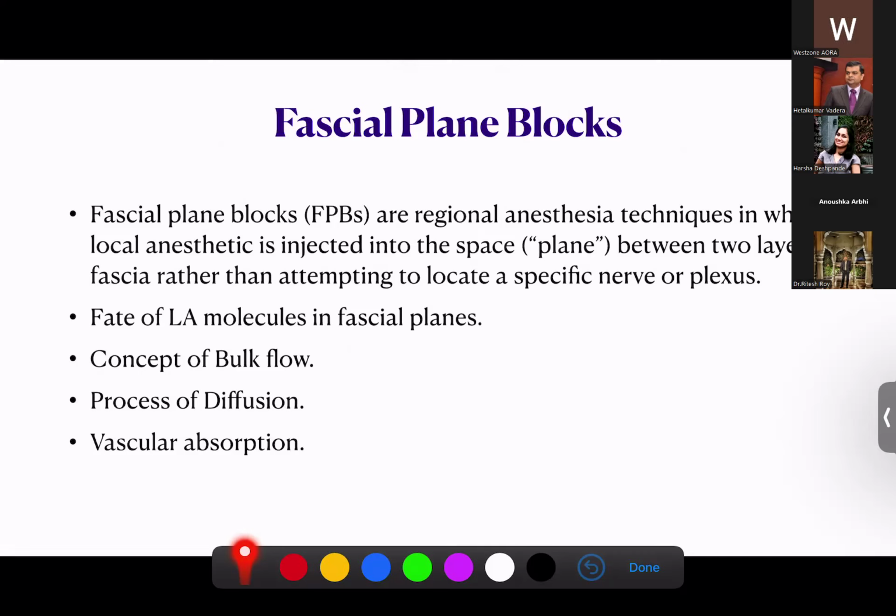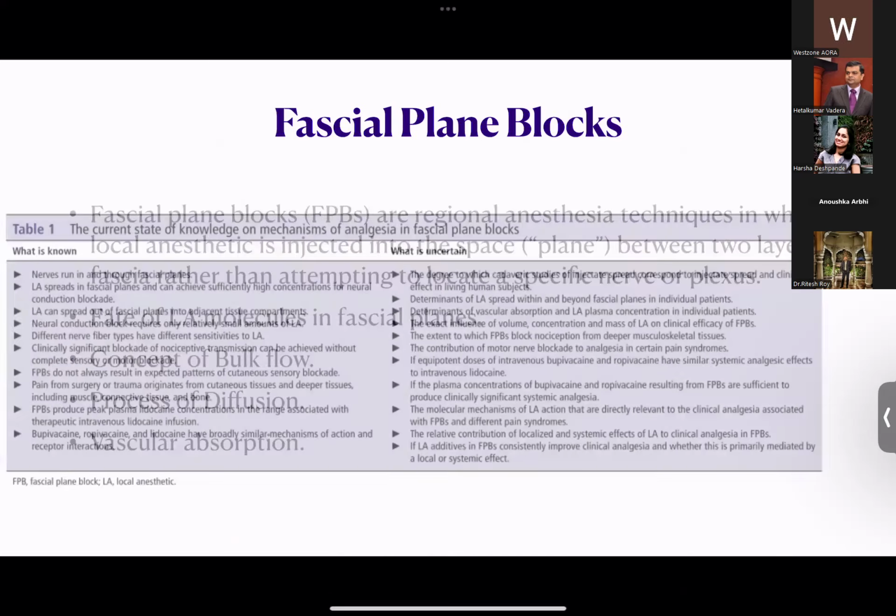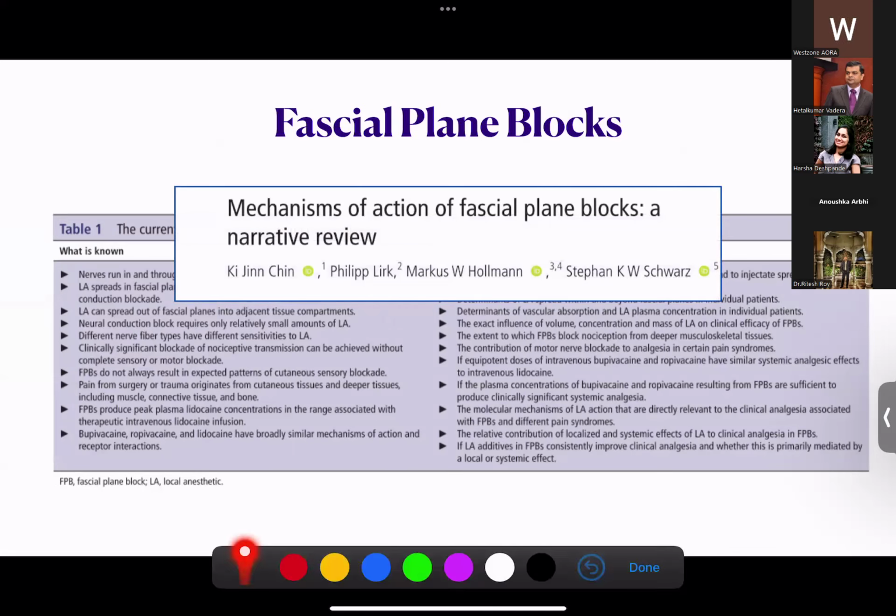Thus, there are three possible fates of an LA molecule when injected in a fascial plane. First, it spreads out and remains within the interstitial component of the plane. It bathes all the neurovascular structures present in the plane and causes anesthesia or analgesia. Second, it disperses out of the plane into adjacent tissue compartments by diffusion and bulk flow, as explained earlier. And third, it can diffuse into the blood vessel and cause vascular absorption. This mechanism is beautifully given in this article by Ki Jin Chin et al.